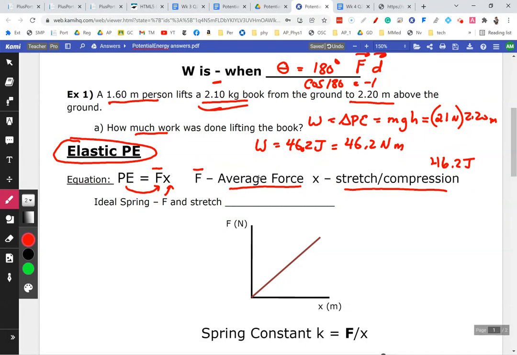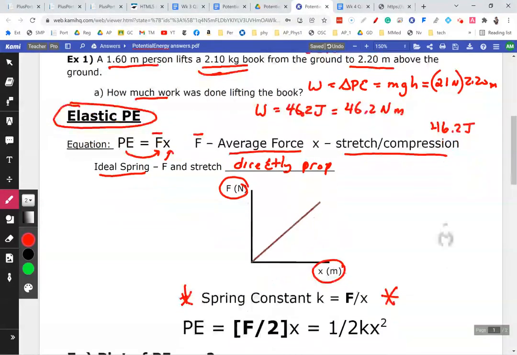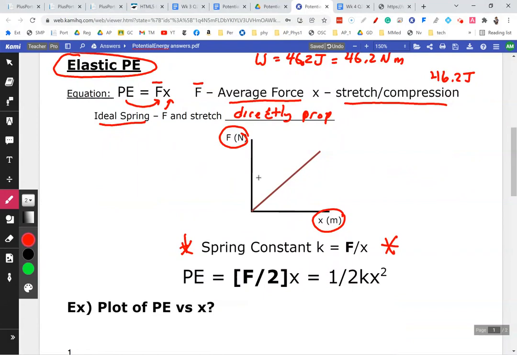Most of the springs we'll be dealing with are ideal springs, where force and stretch are directly proportional. And this is what it looks like when two things are directly proportional, force and stretch. This is an ideal spring, and the slope of that ideal spring is what's called the spring constant, and it quantifies the rigidity of a spring. Constant quantifies, gives a number to, the rigidity of the spring.